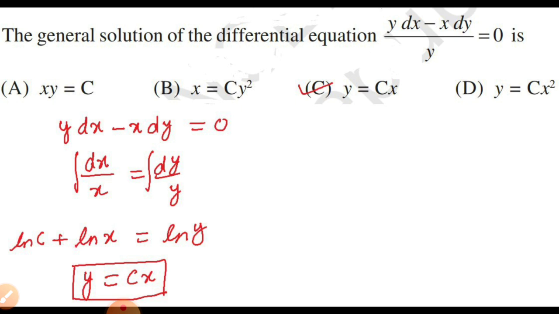Again separating the variables, taking the x terms towards the dx side and y terms towards the dy side, we will have integration of dx upon x equals integration of dy by y, that will be ln x, and we will have ln c plus ln x equals ln y. Using the properties of ln a plus ln b, we will have that y equals cx. So the solution of this differential equation will be y equals cx. So answer C will be the correct answer.